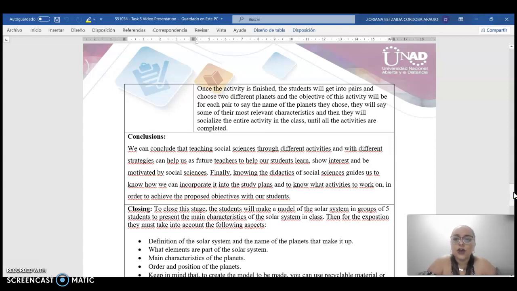they are going to get into pairs and choose two different planets. The objective of this activity is that each pair can say the name of the planets they chose. They will say, for example, their most relevant characteristics, and then they will socialize the answers in the class until all the activities are complete.